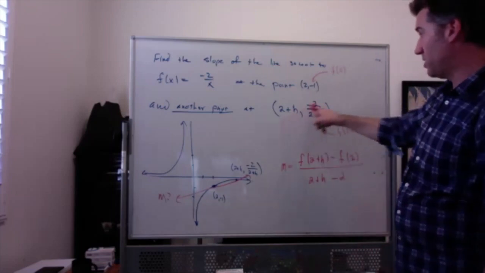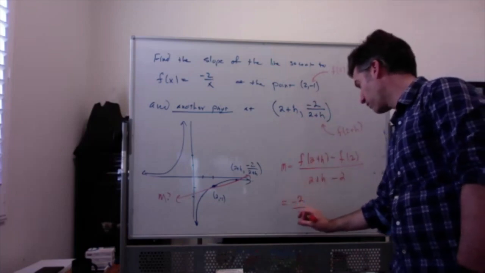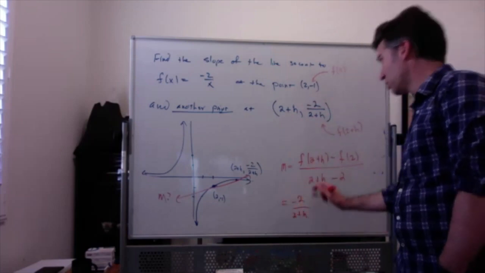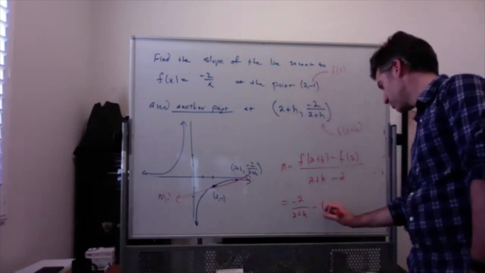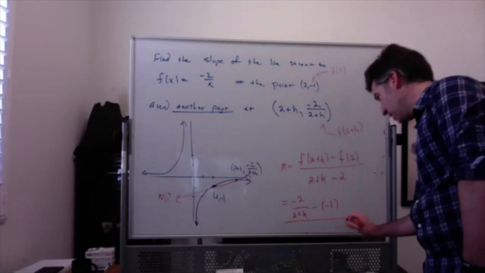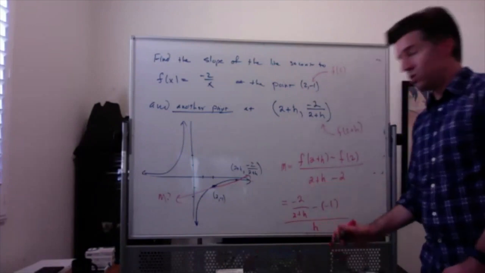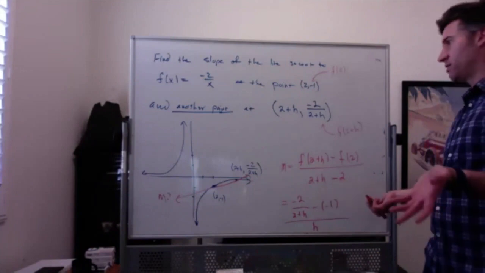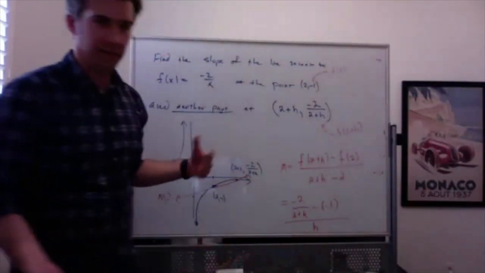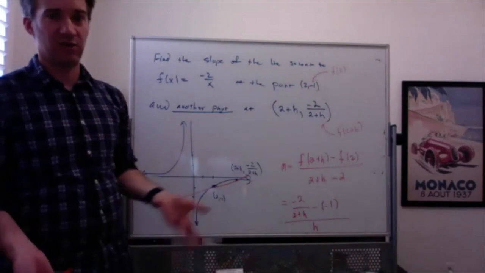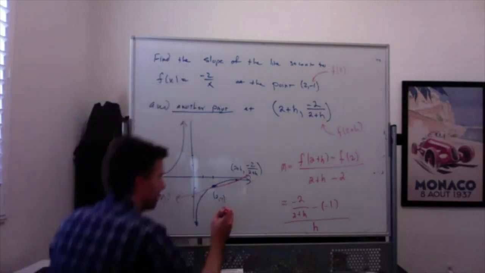So f of 2 plus h is this expression here. It's -2 over 2 plus h. F of 2 is just -1. And then 2 plus h minus 2 is just h. Usually for these secant line slope problems, if it's between a point and a point plus h, the denominator is always going to be just that h. And so really, you can see this here, right?